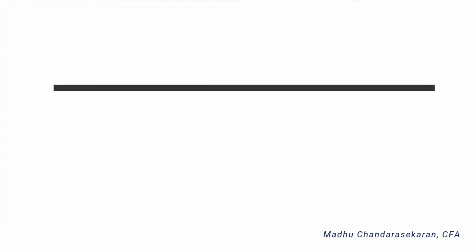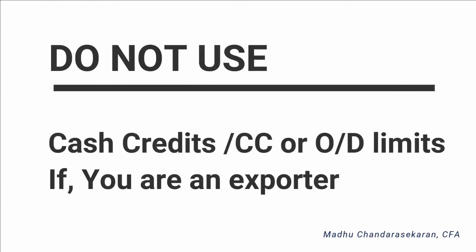So let me get you straight into the meat of this one. If you're an exporter, you're either using EPC, export packing credit, or PCFC, packing credit in foreign currency. Never use cash credit or OD limits for exports. If you are purchasing raw materials for manufacturing something and then exporting it, do not use CC limits. The reason is very simple.